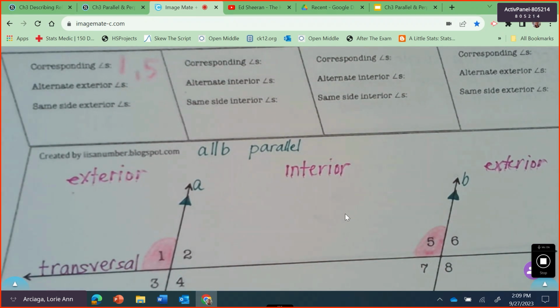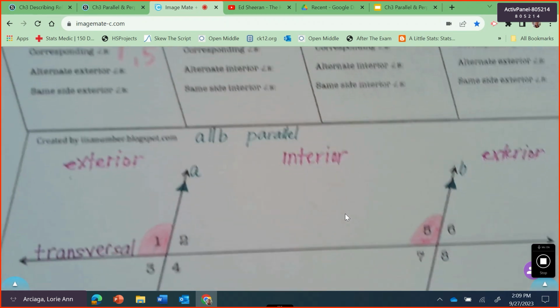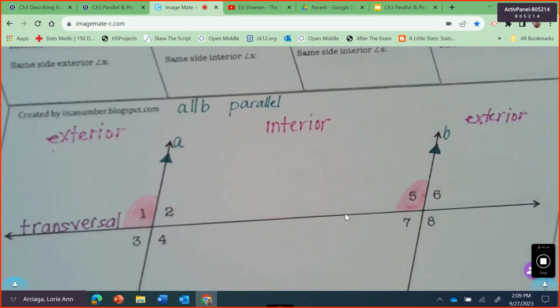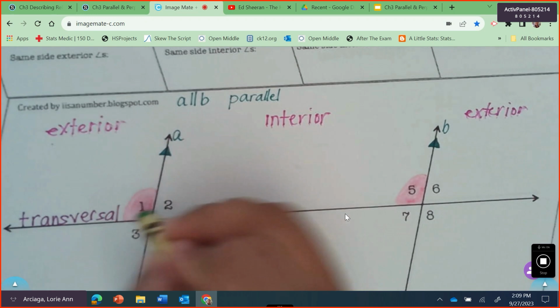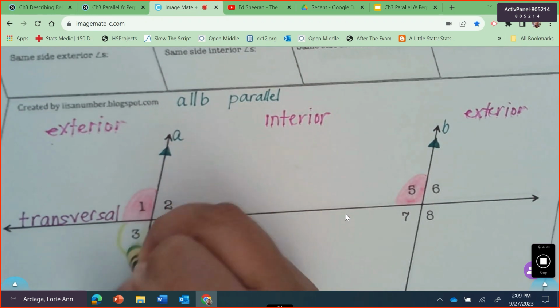Find another corresponding. Switch a color now. Switch to another color so they don't match in color. Can you find me another corresponding? 3 and 7. Who said that? Very good. All right. So let's say 3 and 7.